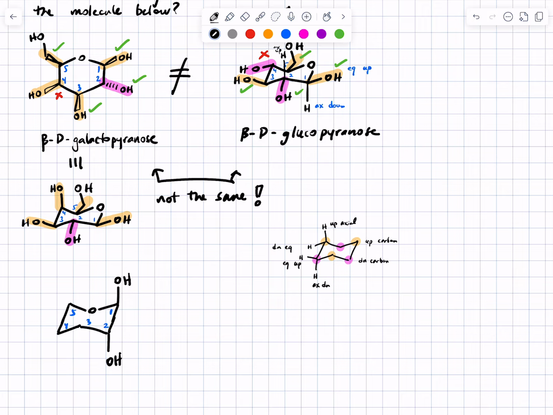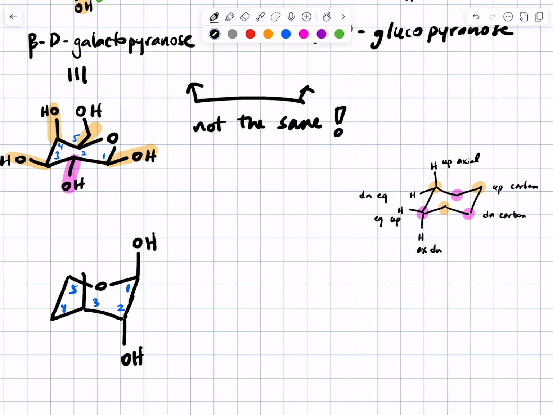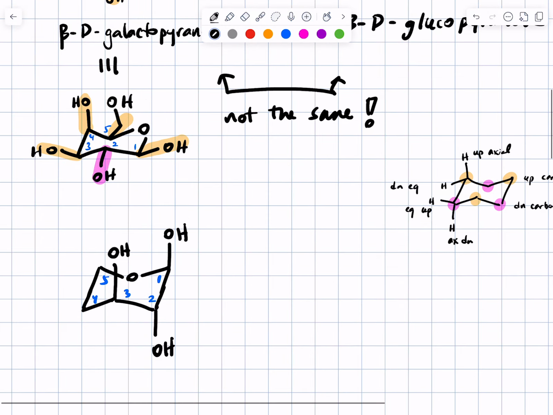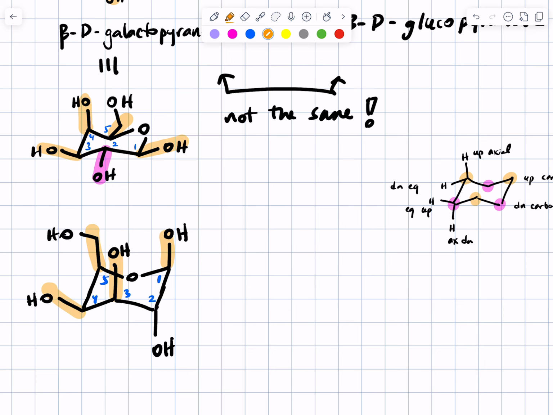So I could go along, on carbon 2, that's a down OH group. So on this down carbon 2, the down position is axial. Carbon 3, axial up. Carbon 4, equatorial up. And then carbon 5, axial up. Again, notice that all the up-down relationships stay exactly the same.